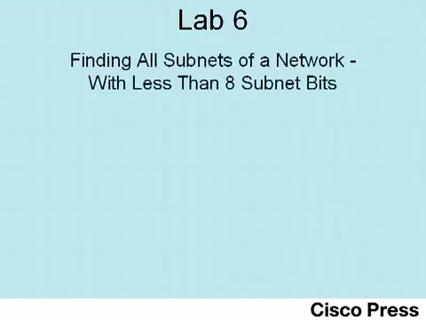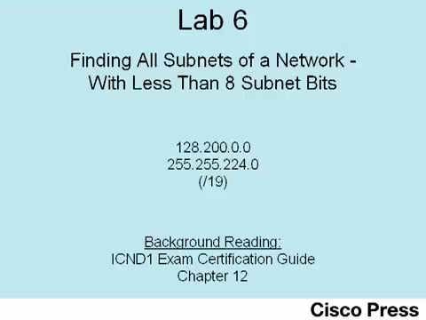Hello and welcome to ICND1 Lab 6, finding all subnets of a network with less than 8 subnet bits. This video shows how to find all the subnets of Class B network 128.200.0.0 with mask 255.255.224.0. Also, if you're using the Cisco Press exam certification guides, this video is best used while you're reading ICND1 Chapter 12.